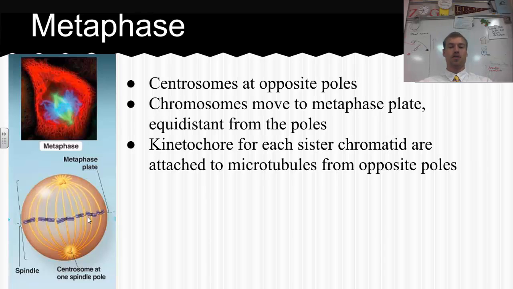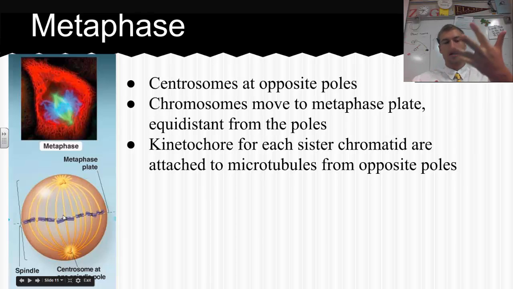In metaphase, the centrosomes have moved to completely opposite poles of the cell. Our chromosomes move to the metaphase plate, an imaginary plane right along the middle of the cell. The kinetochores of each sister chromatid are attached to the microtubules from the opposite poles. So the kinetochore for one sister chromatid and the one from the other are attached to opposite poles.